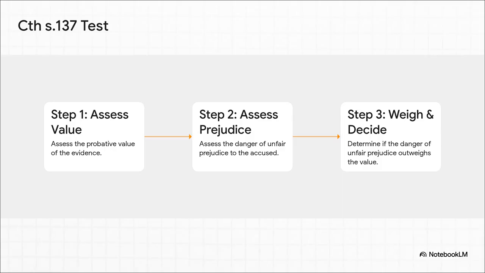And the Commonwealth Act doesn't just say weigh it up. It gives the judge a formula. It's this clear three-step balancing test. You assess the value, you assess the prejudice, then you put them on the scales. If prejudice definitively tips that scale, the evidence is gone. It's a structured process, not just a gut feeling.